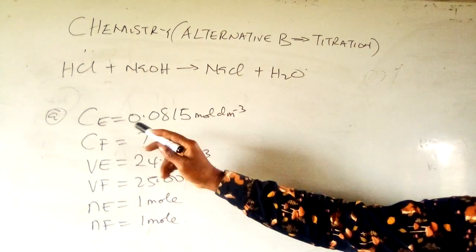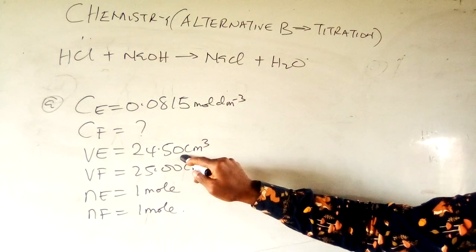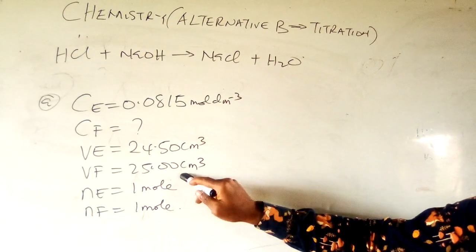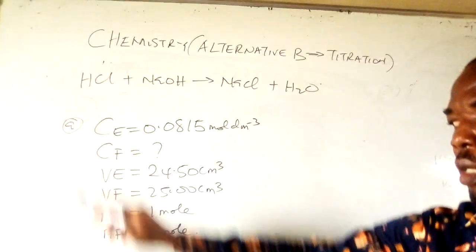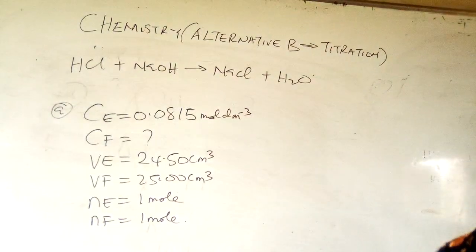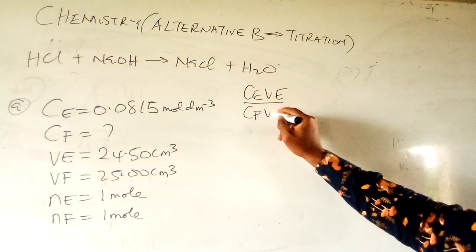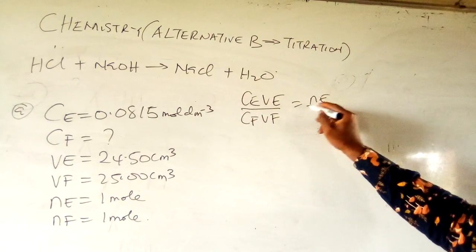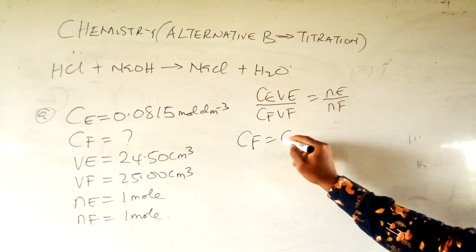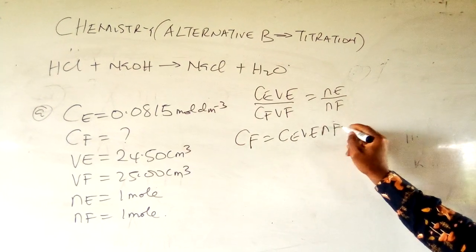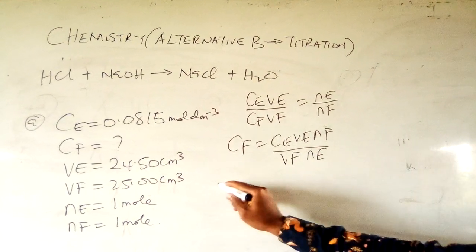So we already know CE from the equation. Then our VE is the average titer, our VF is the base pipette. Then the number of moles of the acid is 1, the base is also 1. So we use the general formula for titration, CEVE over CFVF equals NE over NF. We'll make CF the subject. CF becomes CEVENF all over VF times NE.